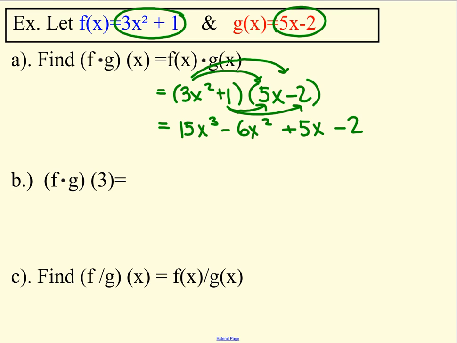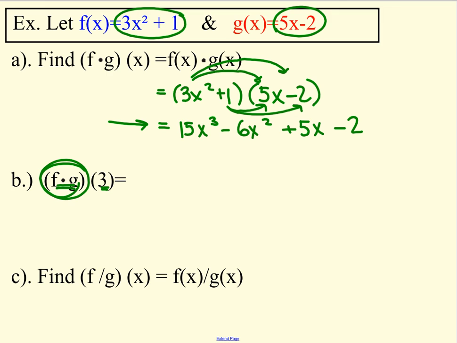Now let's see, is this new function in standard form? Yes, it is. We don't have to do any simplification of adding or subtracting like terms. Part B is saying take f times g and then evaluate it for 3. So we've already done this piece here. Now we're going to go up into part A and evaluate it for 3.